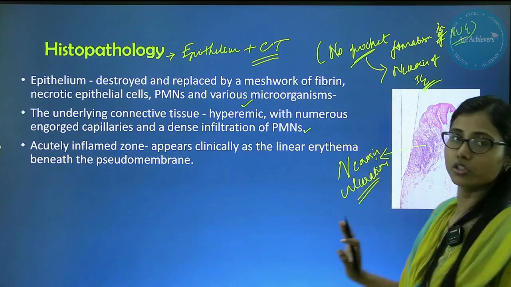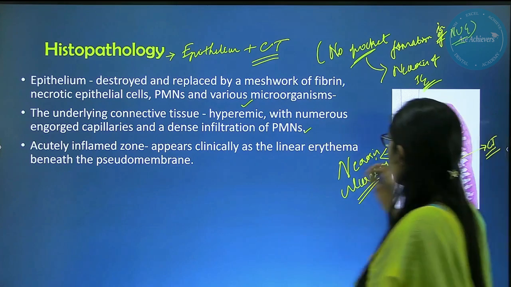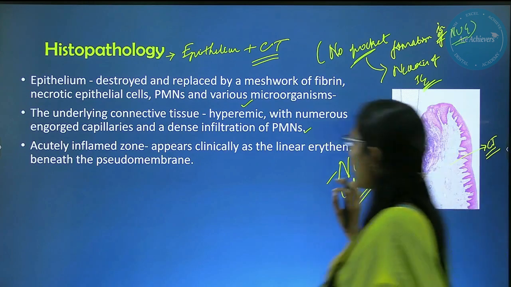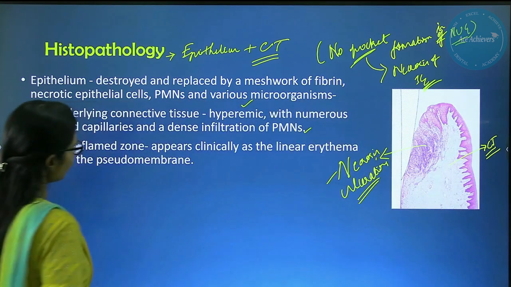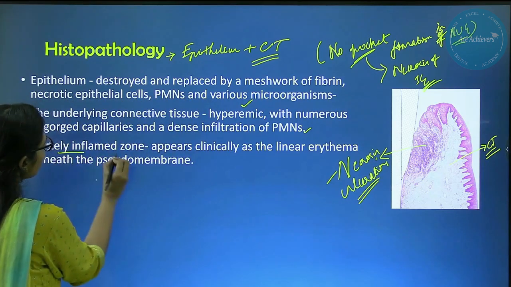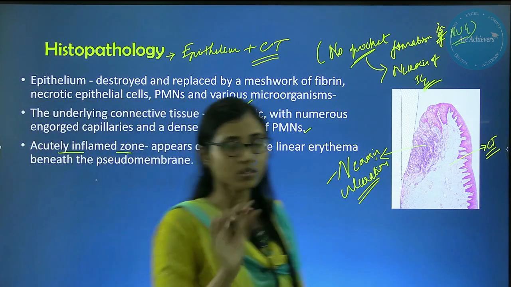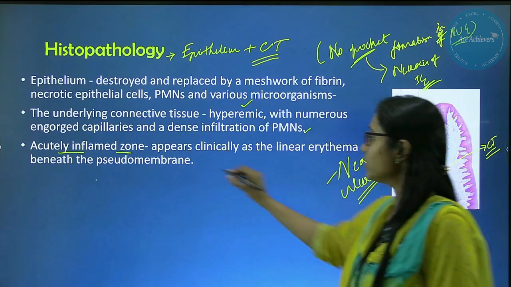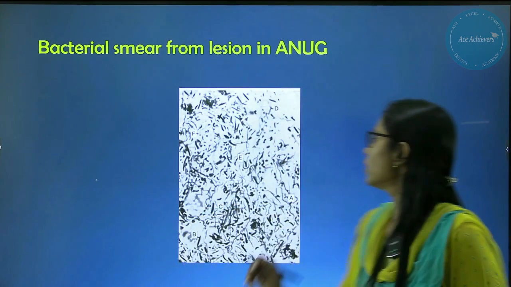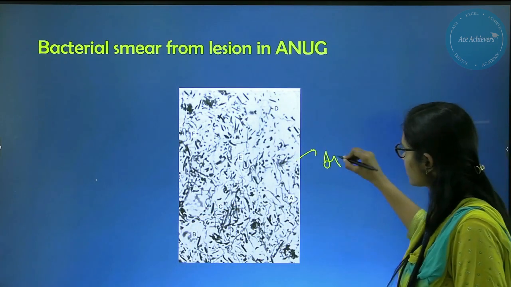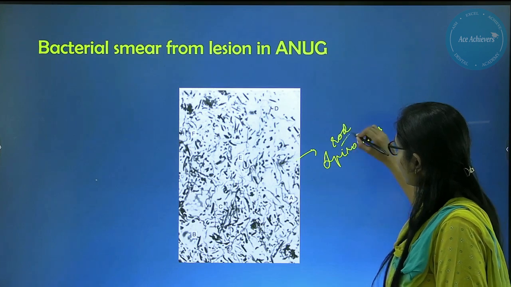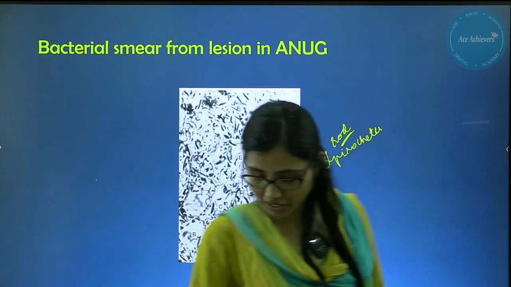Now coming back to the histopathology, as I said earlier, there is going to be necrosis and ulceration of the epithelium, and the connective tissue is going to be hyperemic with numerous engorged capillaries with dense infiltration of inflammatory cells. There is an acutely inflamed zone which appears clinically as a linear erythema beneath the pseudomembranous layer. This is the spirochetal infiltration. As you can see, the rod shaped spirochetes in the bacterial smear from a lesion in ANUG.